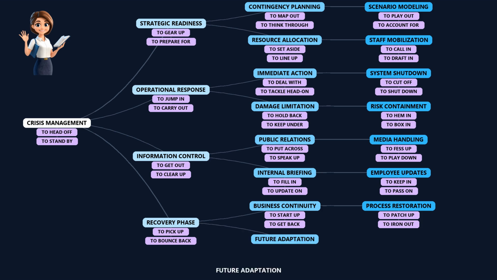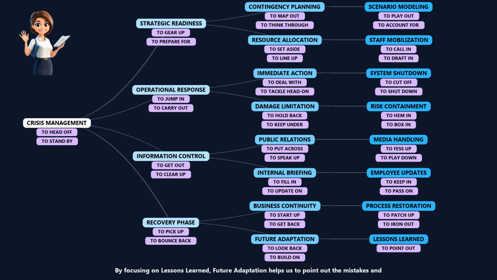Future adaptation. Future adaptation is a strategic branch of the recovery phase used to look back at the event and build on our new knowledge. Basically, we are studying the past so we can be even stronger in the future. Lessons learned. By focusing on lessons learned, future adaptation helps us to point out the mistakes and chalk up the experience as a victory. In short, we are showing what went wrong and using that lesson to stay safe next time.